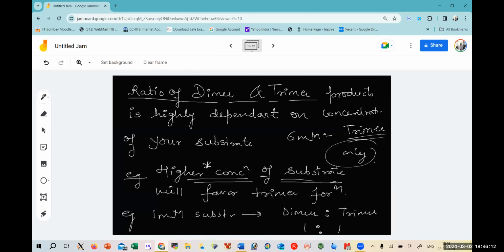If it is 1 molar, comparatively, we are talking about the relative studies. So if it is 6 millimolar, then only the trimer would be found. And if it is in between the two, then there would be a specific ratio. These are the relative concentrations. We are not giving you the exact concentrations over here. So these are the relative concentrations.